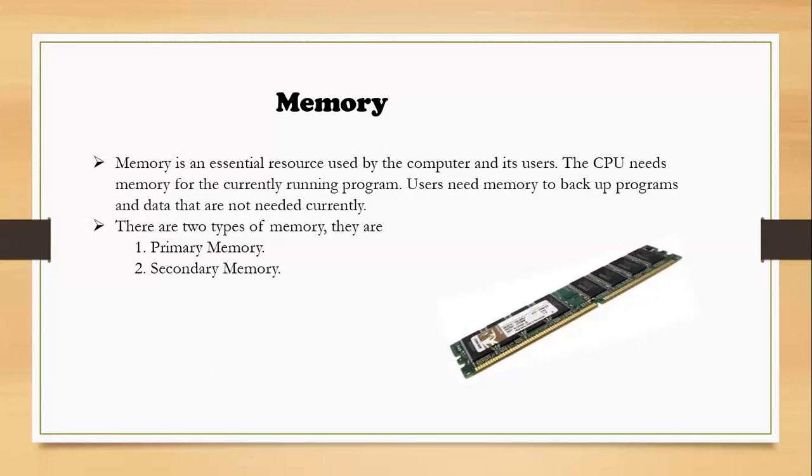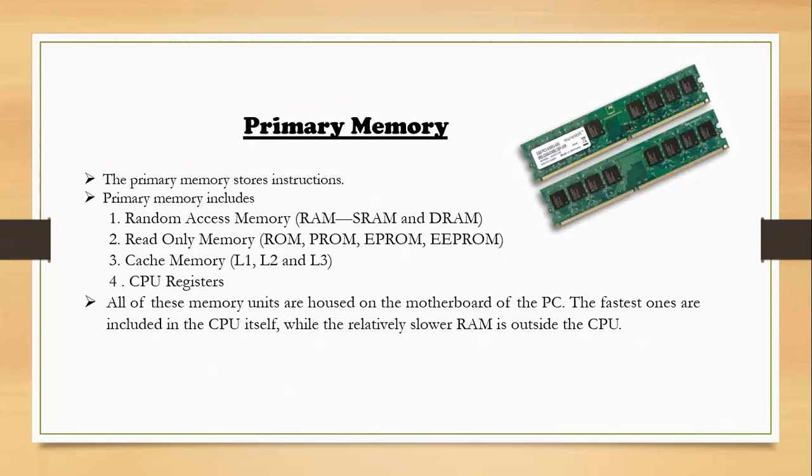Look at memory. There is a diagram figure given at the bottom of the slide. That's a RAM chip, and that chip is used as primary memory. Again, let us talk about primary memory, its categorization, the types of primary memory, all about it in detail.